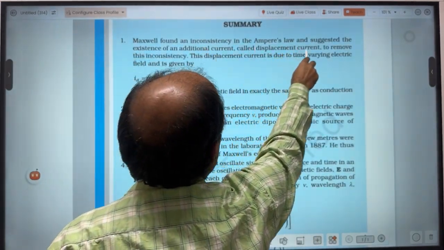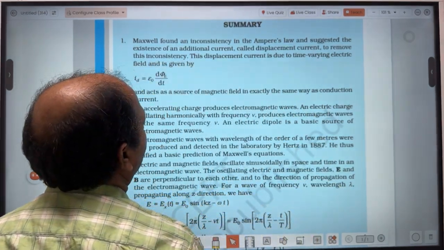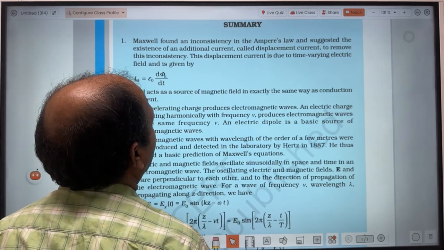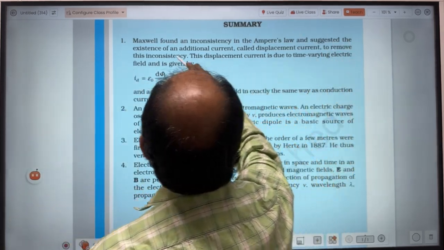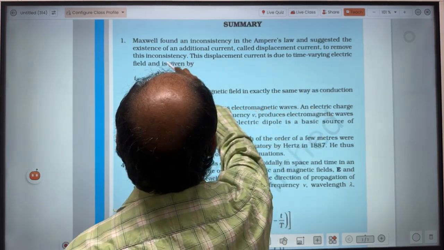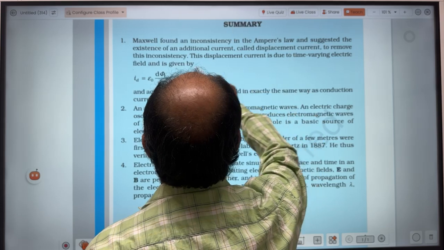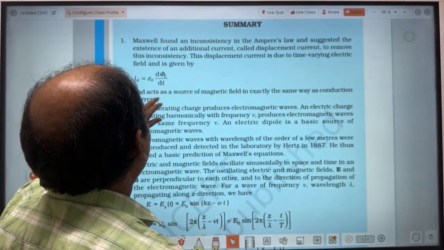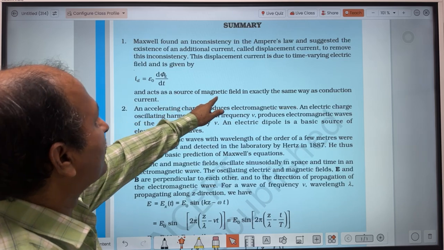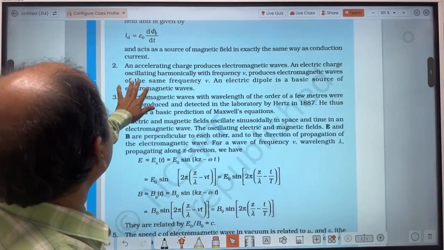Maxwell found an inconsistency in Ampere's circuital law, that is, the integral of B dot dl equals mu naught I. Between the plates there is no current, still the circuit is completed. Then how? He suggested the existence of an additional current called displacement current to remove the inconsistency. This displacement current is due to a time varying electric field and is given by ID equal to epsilon naught d phi by dt, and acts as a source of magnetic field in exactly the same way as conduction current.